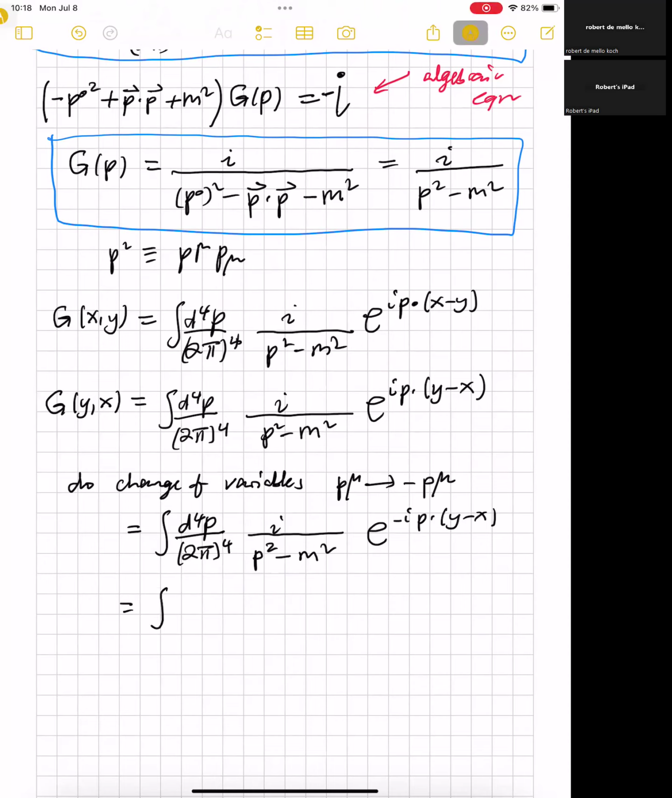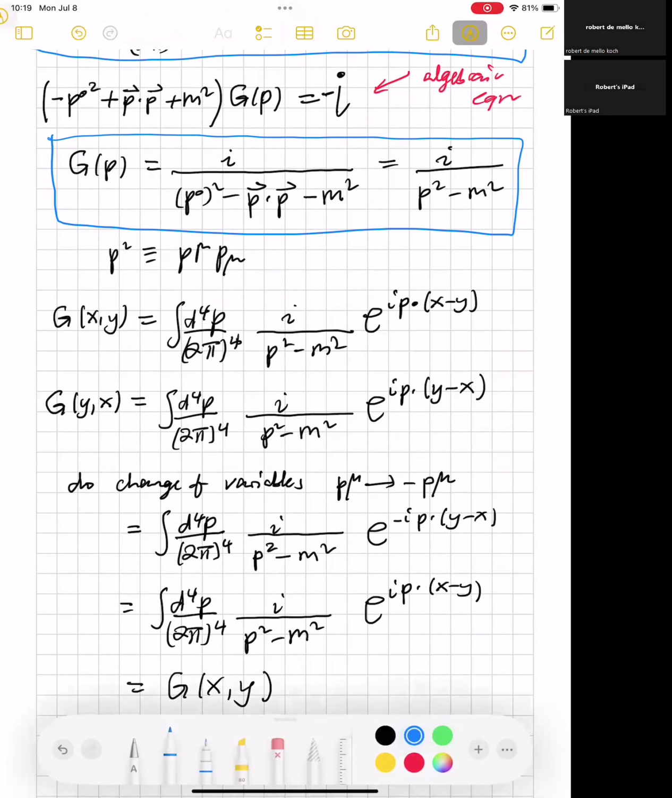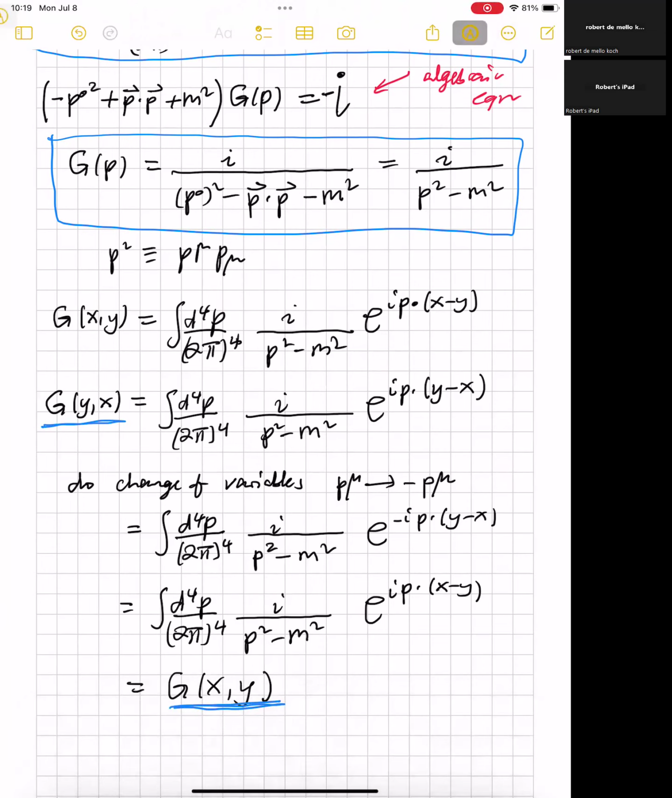But if we take that minus sign into the exponent, which is trivial manipulation, what do we get? Well, instead of e to the minus i p dot y minus x, we can write this as e to the i p dot x minus y. But look, just above us, this is nothing but the g of x comma y. So what did we just prove? We just proved that g of y comma x is equal to g of x comma y. That's something that I said that we would prove.